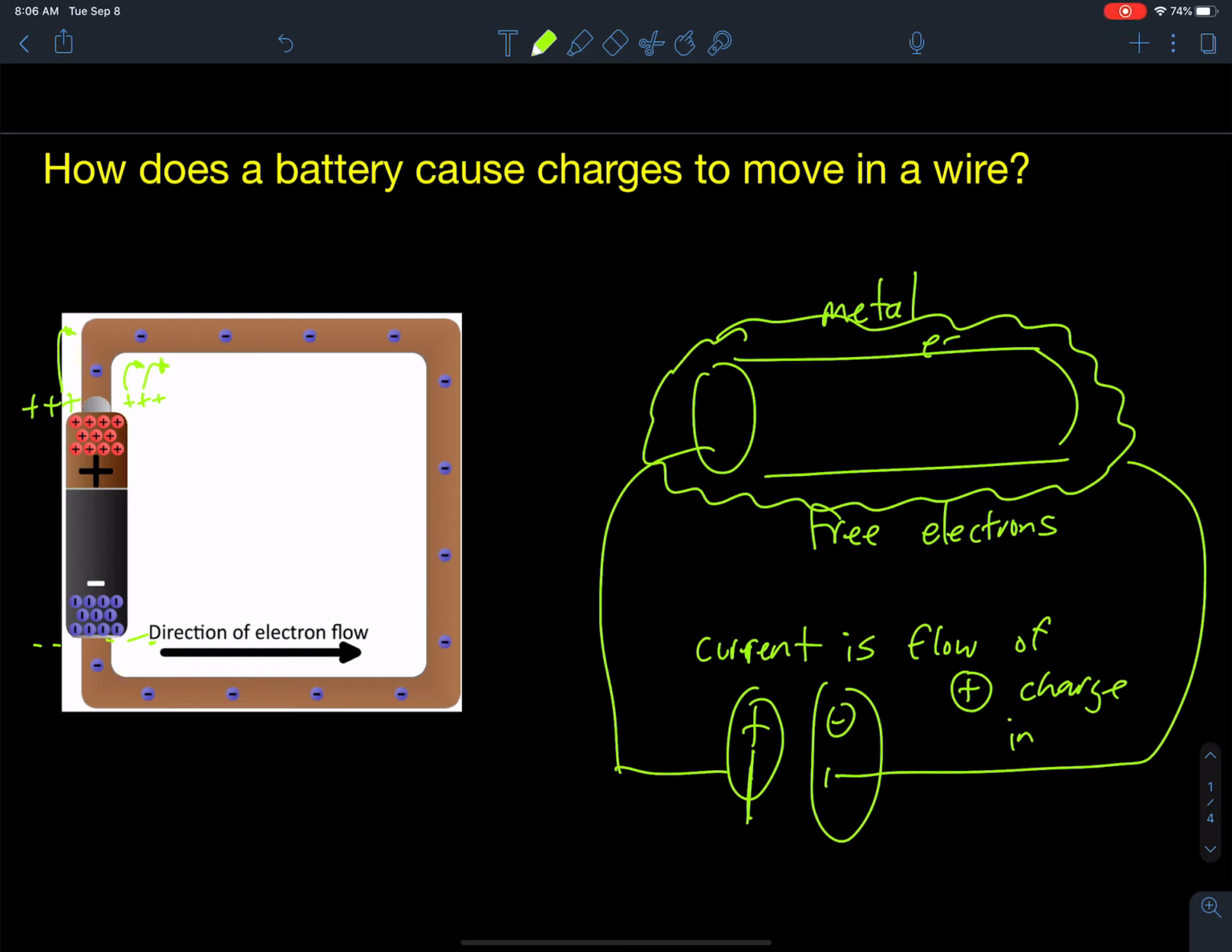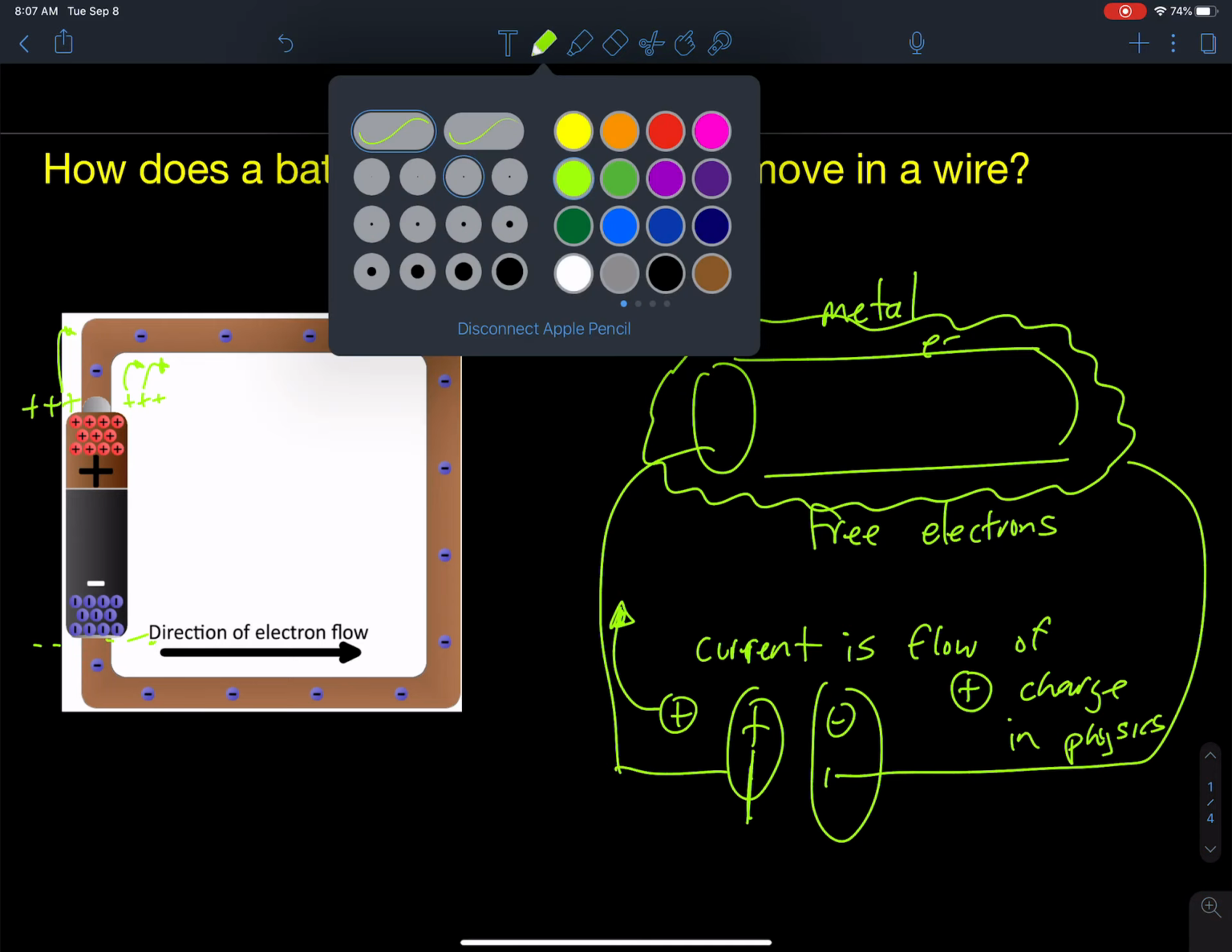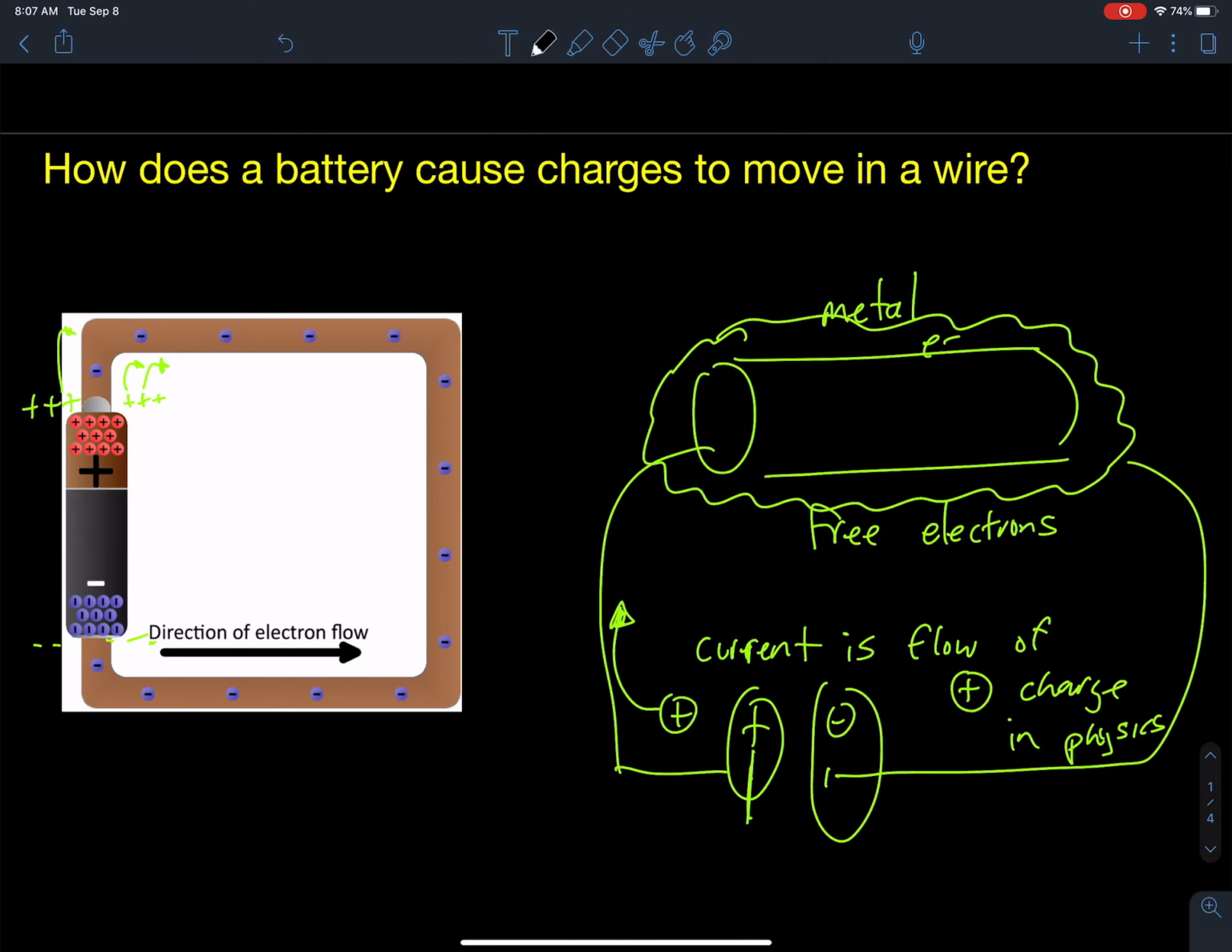Okay, in physics, in this case, the current is going to be positive charge flowing. Even though positive charge doesn't really flow, the electrons flow, in physics we look at current as the flow of positive charge. So if I was to draw the current, let's just change the color here. If I was to draw the current, this is the direction of the electron flow, but that would be the direction of current.